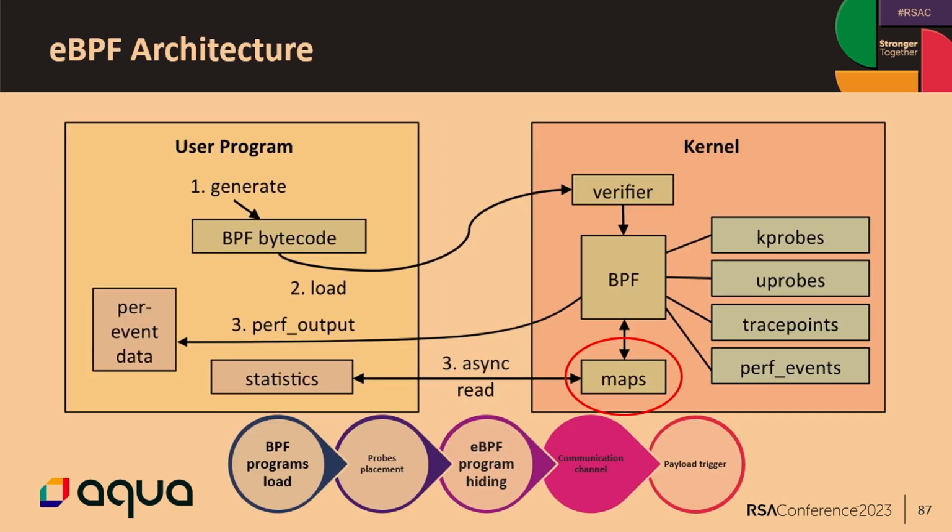Our next step is the communication, which can be done either by maps, which we mentioned earlier, to communicate with user space, or by the probe itself. You can just probe on any function in the kernel or user space and just see that the request went through.